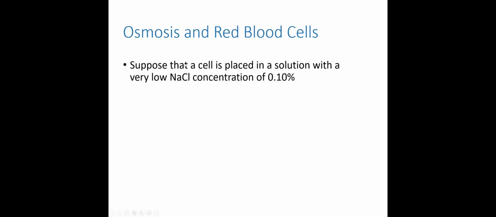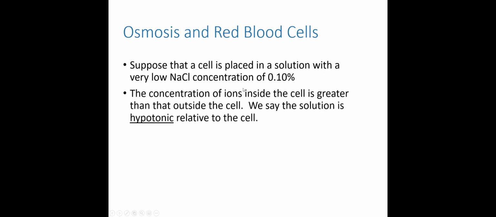On the other hand, let's say that we place cells in a solution with a much lower sodium chloride concentration than what's inside the cell. So again, one more time, inside the cell we're saying is 0.9%. If this is 0.1%, that's much, much lower. We call such a solution a hypotonic solution. So more is hyper, less is hypo. So a less concentrated solution is hypotonic relative to the cell. So which way is the water going to go? It's going to go from the lower concentration solution to the higher.